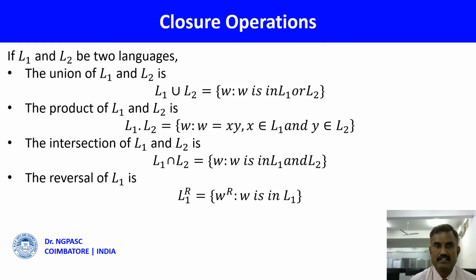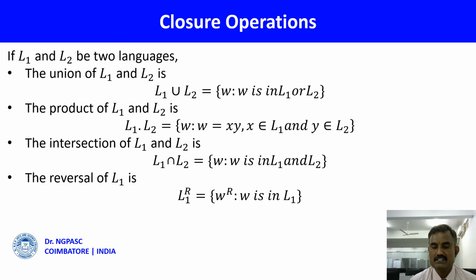The next one is product. The product of L1 and L2 is denoted by L1 dot L2, which is equal to {w such that w is of the form xy}, where the first string x belongs to the first language L1 and y belongs to the second language L2. Similarly, the product of L2 and L1 is denoted by L2 dot L1, where w equals xy such that x belongs to L2 and y belongs to L1.